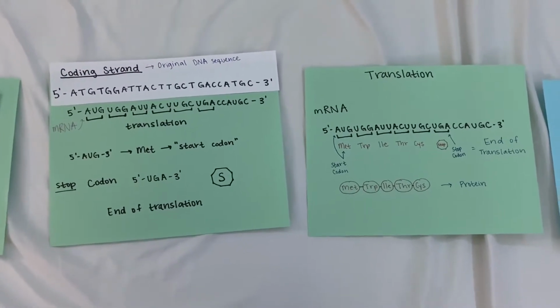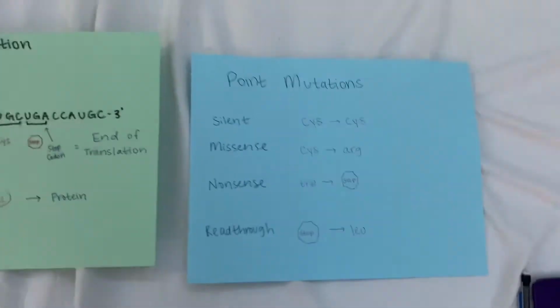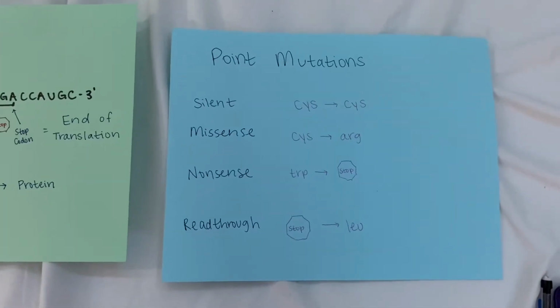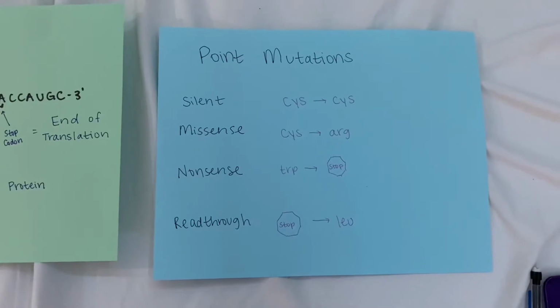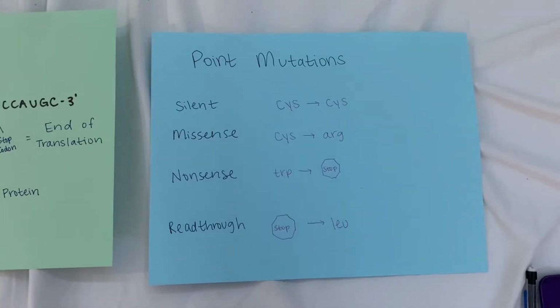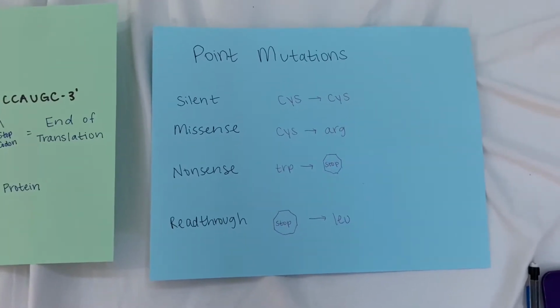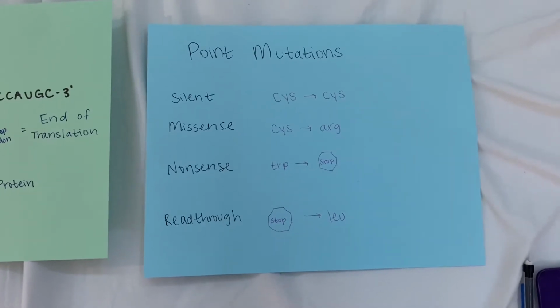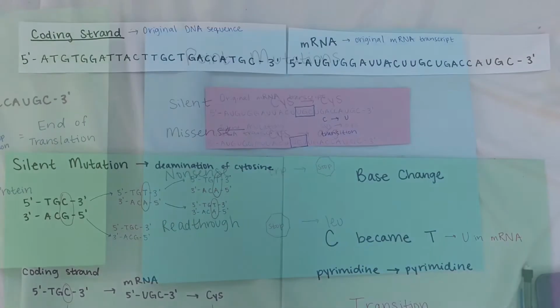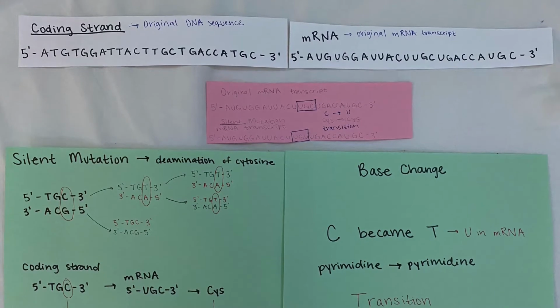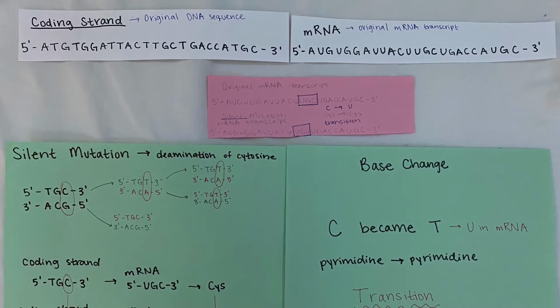Point mutations can occur in the DNA sequence, which is when one base is changed or substituted for another. Point mutations can lead to changes in the resulting protein. 4 mutations will be looked at today: silent, missense, nonsense, and read-through. Silent mutations are categorized by no change in the coded amino acid.